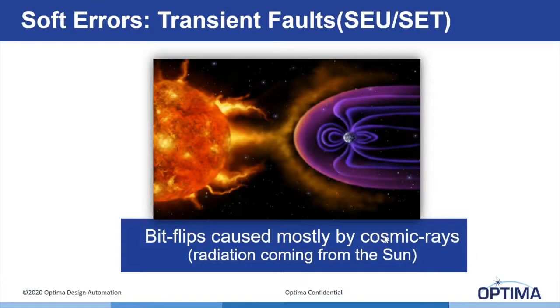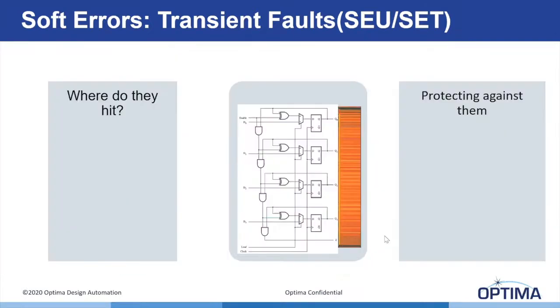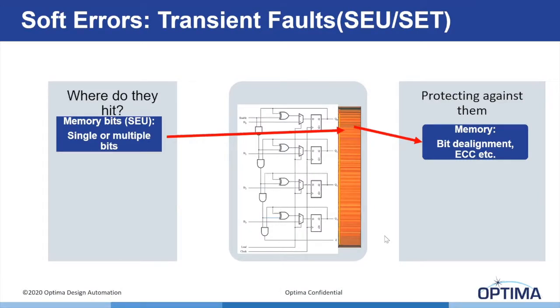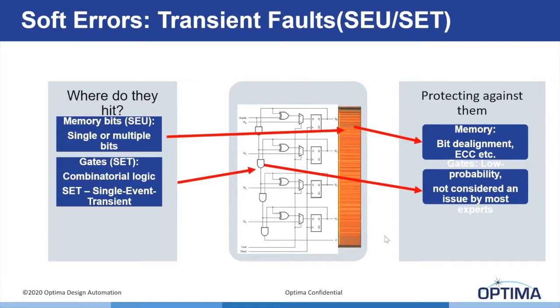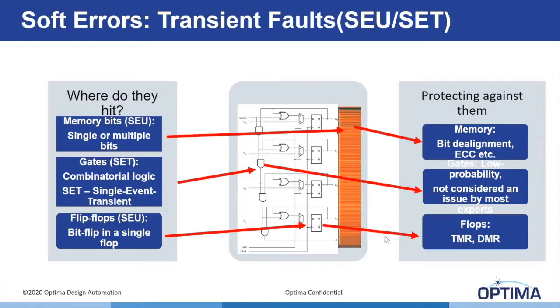What are soft errors? Soft errors are also called transient faults, SEU, single event upset, or single event transient. These are bit flips caused mostly by cosmic rays, radiation coming from the sun. Where do they hit? Memory bits, single or multiple bits. And how do you protect them? Bit interleaving or ECC. They can also hit the combinational logic gates, which we call SET, single event transient, and is not considered by many of the experts. Then the flip-flops, which we call SEU, single event upset, bit flips in a single flop, and the protection mechanism for them is TMR and DMR implementations.